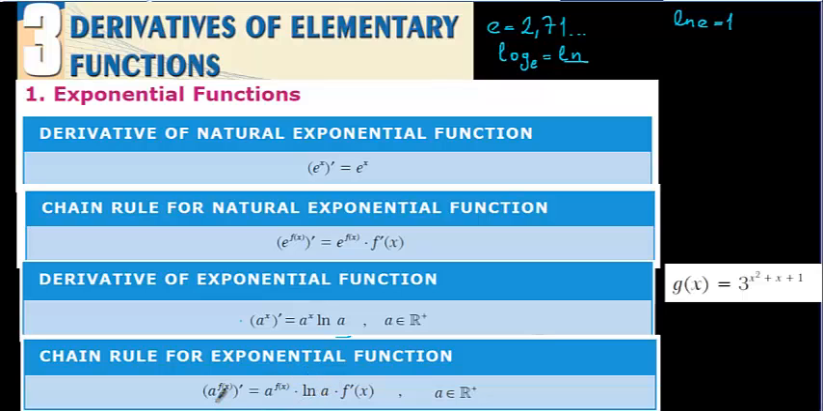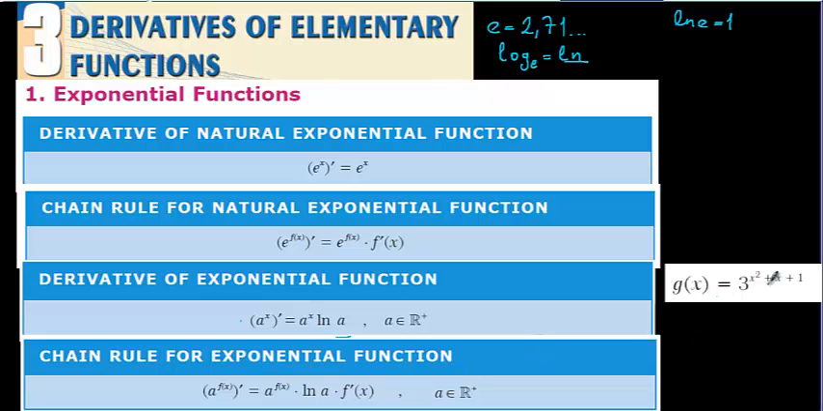If you think the number a is equal to e, remember that a can be any positive real number, it should be greater than 0. That is the definition for a. E is also a number which is greater than 0. So if it is e to the power of f(x), the derivative is e to the power of f(x) times ln a times f'(x), it's going to be.